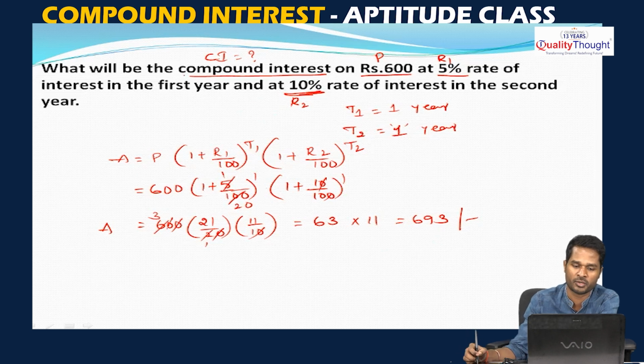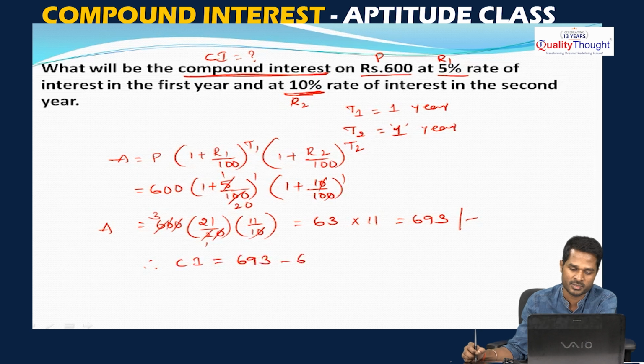Now what we need to find out is the compound interest. So the compound interest is the total amount 693 minus the principal amount 600, which equals 93 rupees. So the difference is nothing but the compound interest, which is 93 rupees.